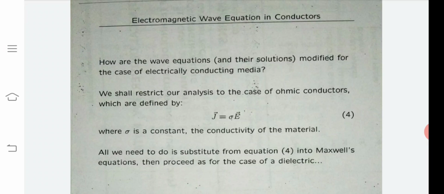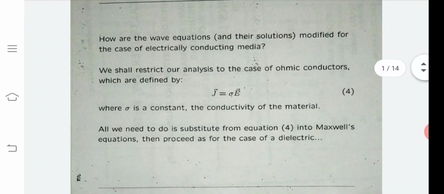We shall restrict our analysis to the case of ohmic conductors, which are defined as follows. The conductivity is denoted by sigma and the electric field is denoted by E. So the current density J equals sigma E. All we need to do is substitute into the Maxwell equations we discussed in previous sections.